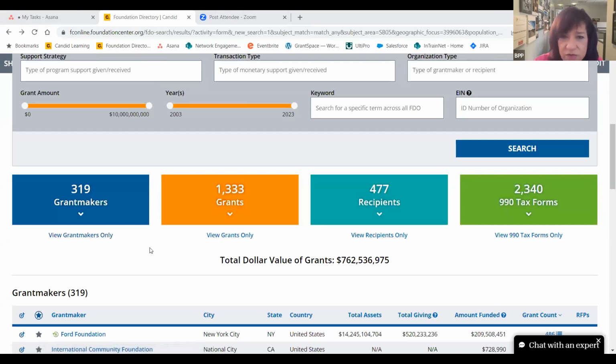Another question, Lori. There is another question for Lori. Is there a page to search or a section in the directory to search for allies like Rotary International?